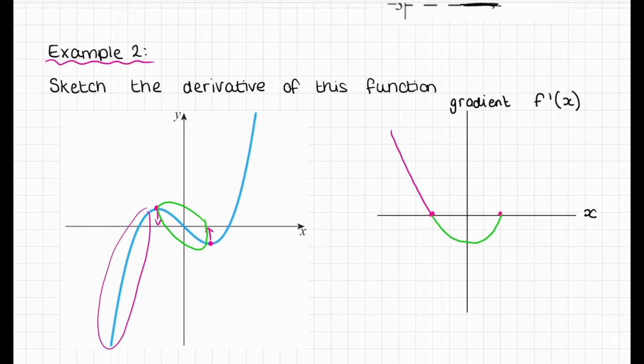And then the last part of the function, which is after the second turning point, this bit here that I'm circling in blue, the gradient is positive once again, which means it has to be drawn above the x-axis on the derivative graph, and the graph will look something like that.